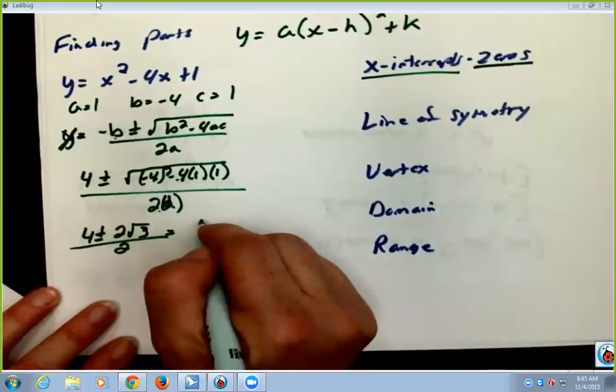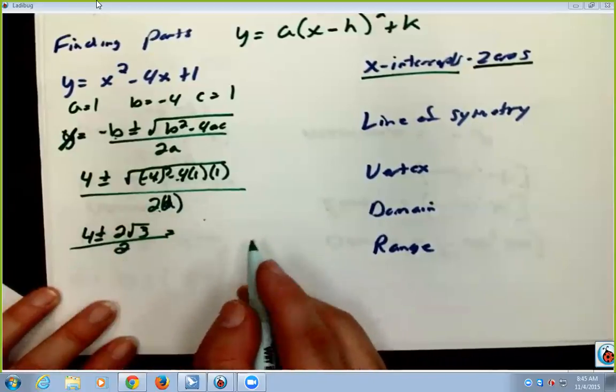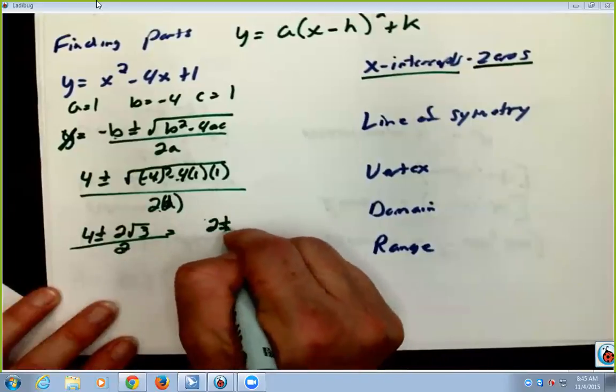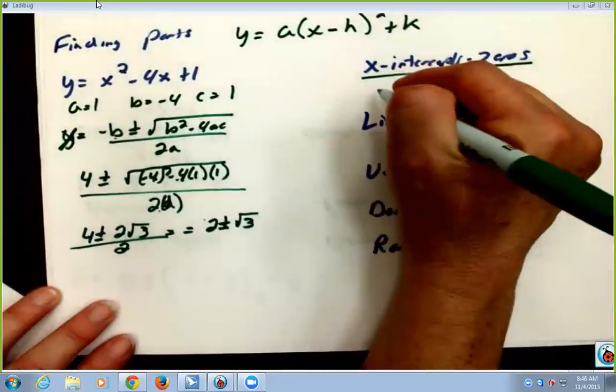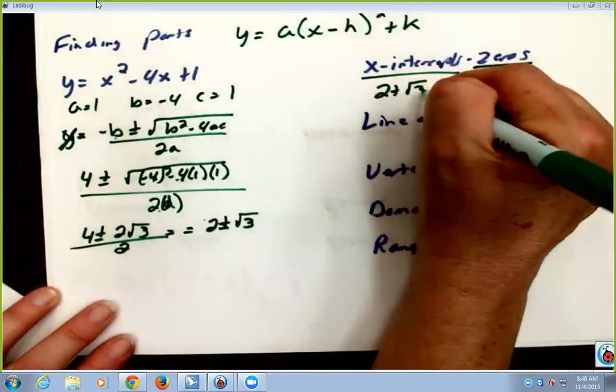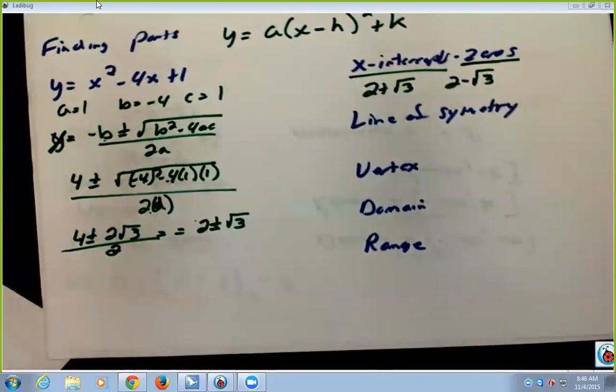And then this whole thing reduces, the 2's cancel. So I get 2 plus or minus the square root of 3. So 2 plus the square root of 3 and 2 minus the square root of 3. And so that becomes my solution to this. Okay? So that becomes my intercepts.